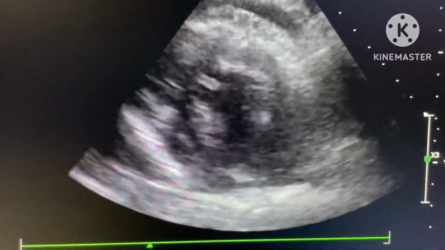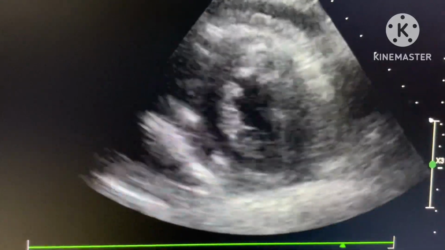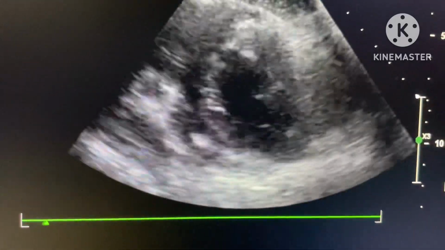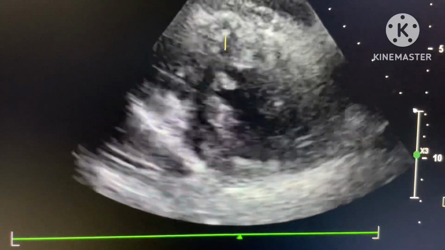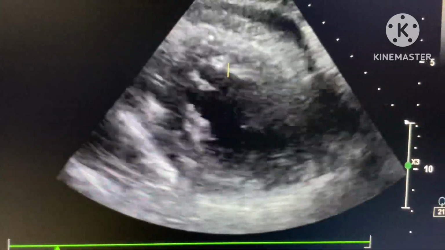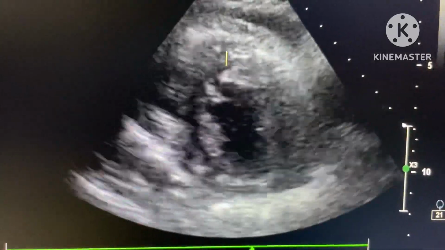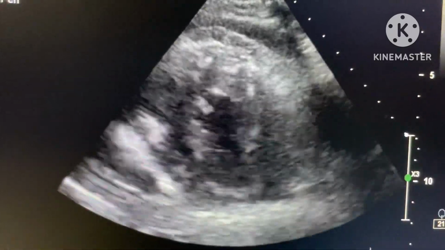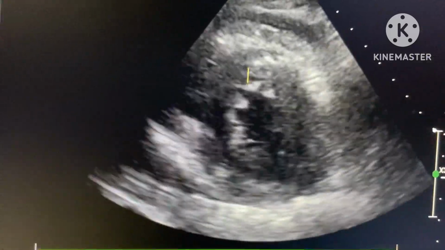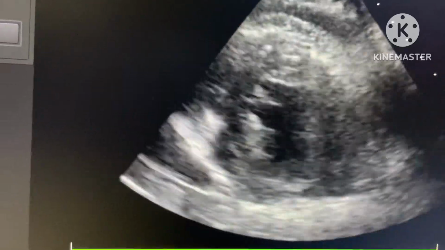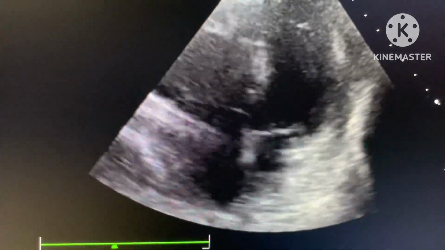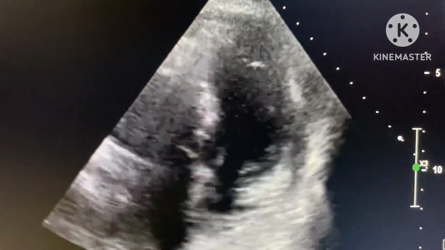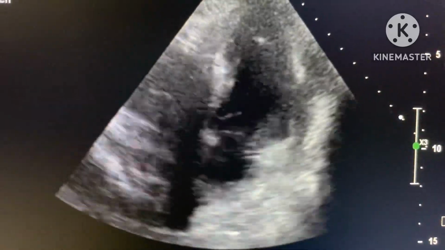In the next image, you see again the same thing, paradoxical motion of the interventricular septum. You can see here the paradoxical motion of the interventricular septum. Again, same thing.